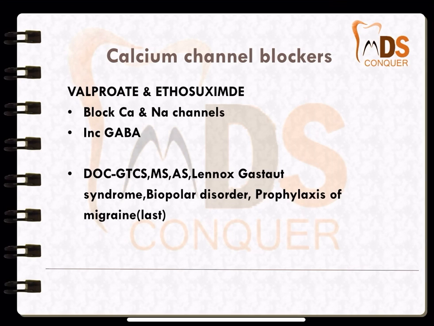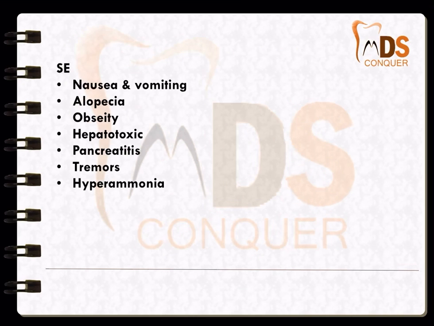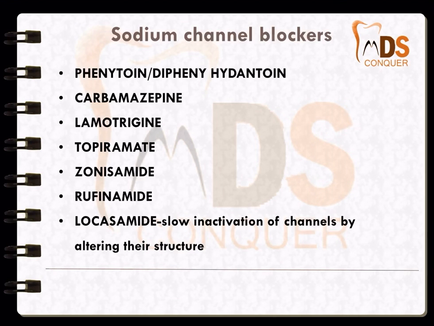So calcium channel blockers are the valproate and ethosuximide. So drug of choice for GTCS, absent seizures and all that. Okay, even for prophylaxis of migraine, but being the last option. Side effects, just the normal side effects. So it is hepatotoxic, pancreatitis, can cause tremors and hyperammonemia.